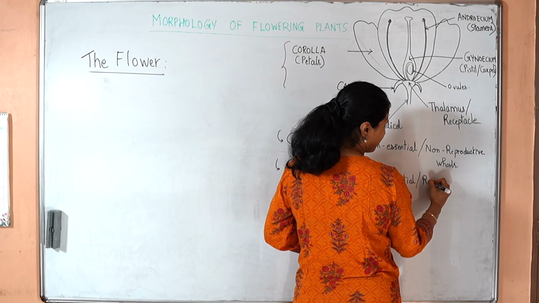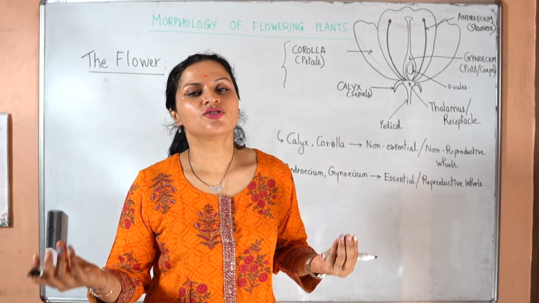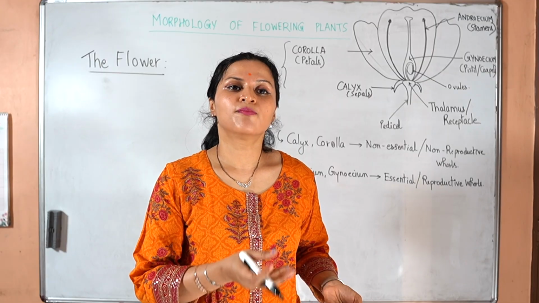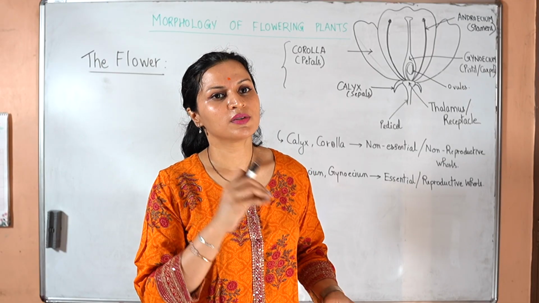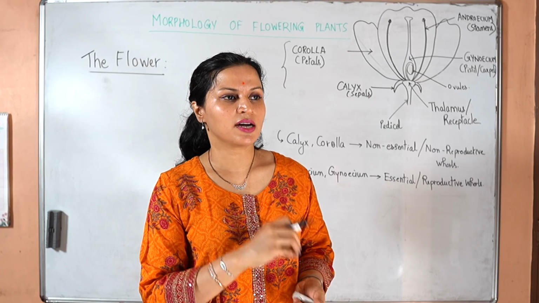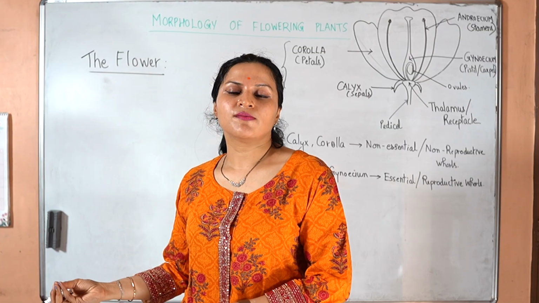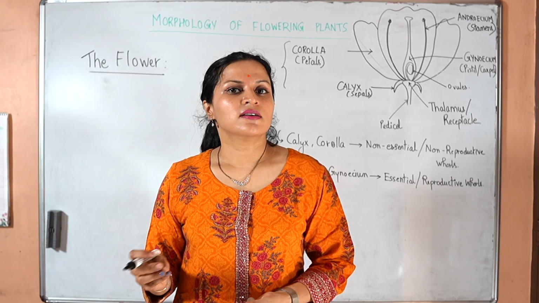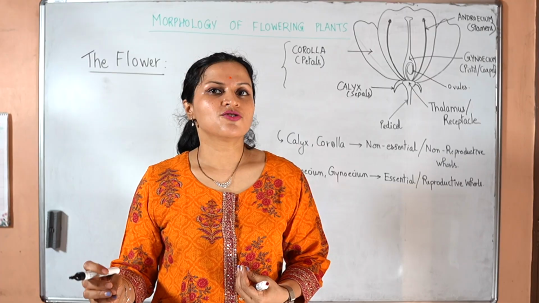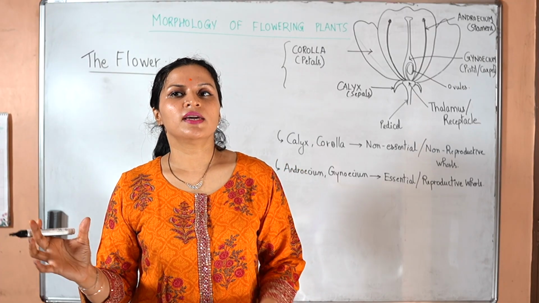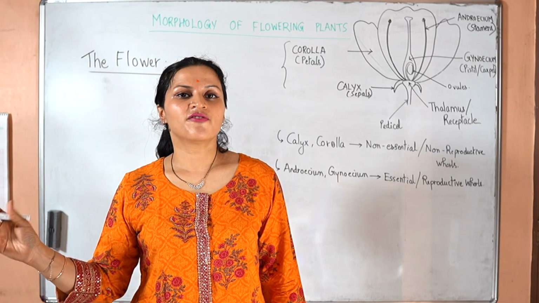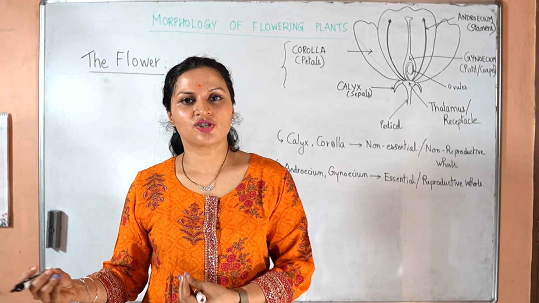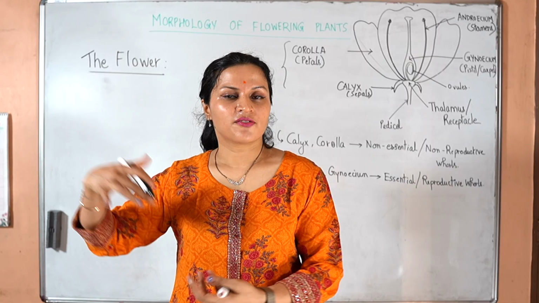Essential or reproductive whorls. In nature, you will find 2 types of flowers. Flowers in which there will be presence of both the types of reproductive whorls within the same flower, that is Androecium and Gynoecium, and then there will be other types of flowers in which one of the reproductive whorls will be missing. Either Androecium will be missing or Gynoecium will be missing. So such flowers will be called as male flowers or female flowers depending on the type of reproductive whorl that they have. Why is this change done? In order to facilitate cross fertilization.